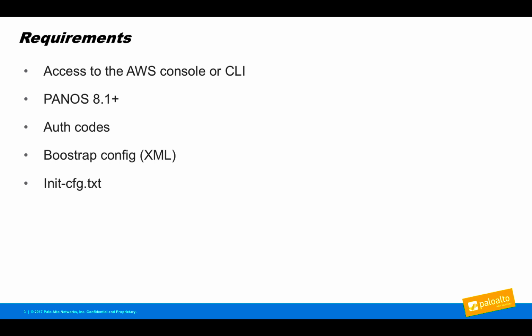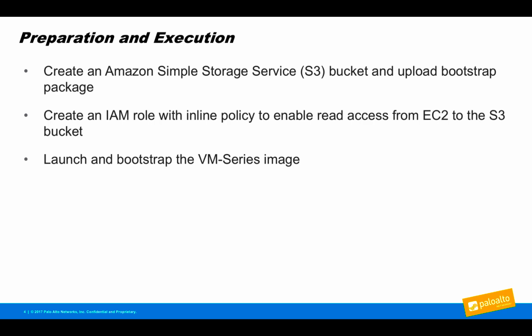We will be using the AWS console for this demonstration. You will also need access to a PAN-OS 8.1 image, and if you would like to use Bring Your Own License, then you will need a valid VM-Series Auth code. Lastly, for bootstrapping to work, you will need an XML firewall configuration file and an init-cfg.txt file.